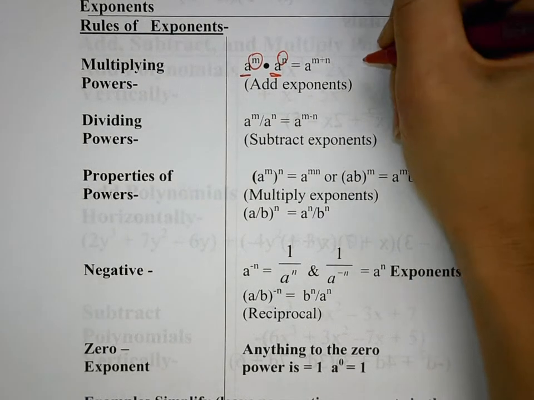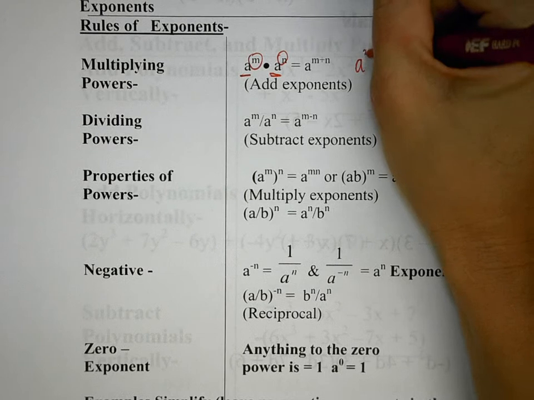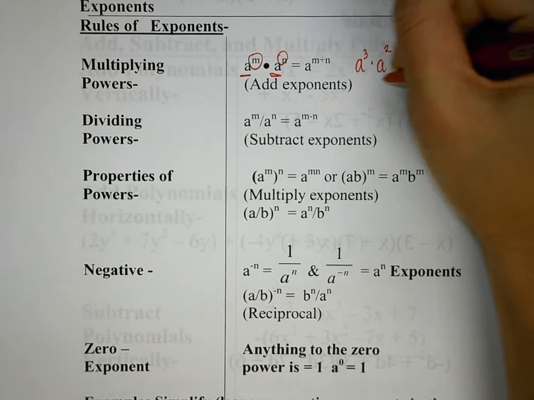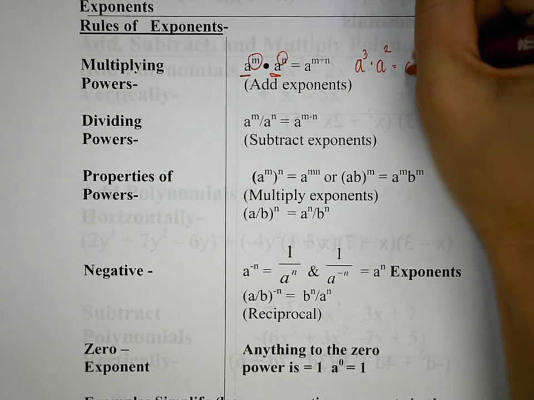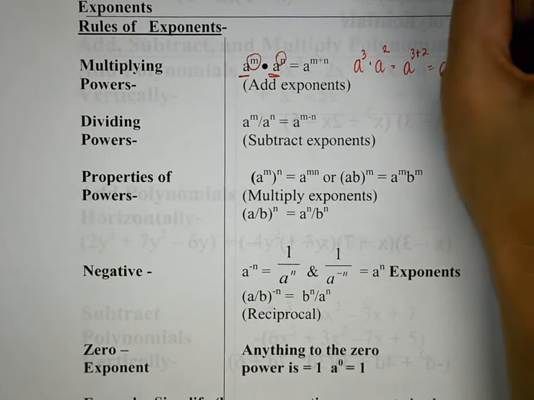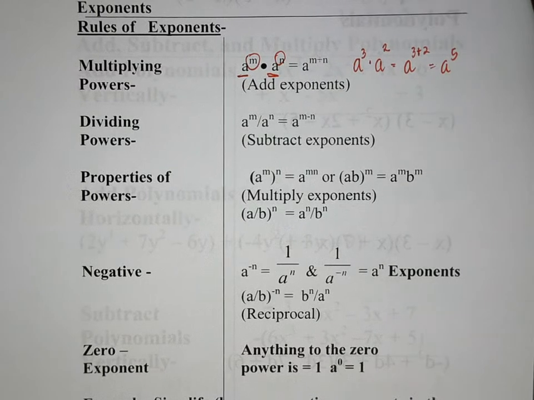For example, if I had a to the third power times a to the second power, since they both have the base a, I could get a to the 3 plus 2, which makes a to the fifth power.